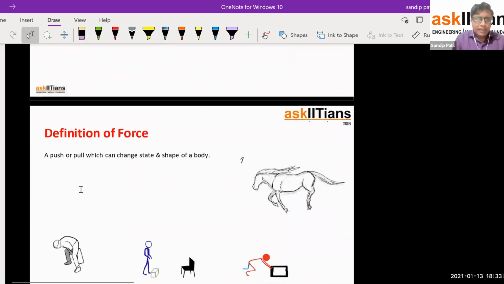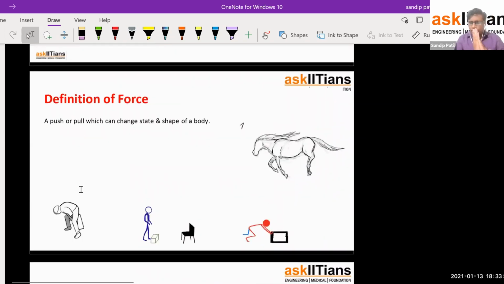Now, definition of force, as we already know: the push or pull which can change the state and the shape of the body. State means what? Whether it is at rest or whether it is moving, that will change. Then it can also change the shape of the body, right? So this is a simple definition we can say.